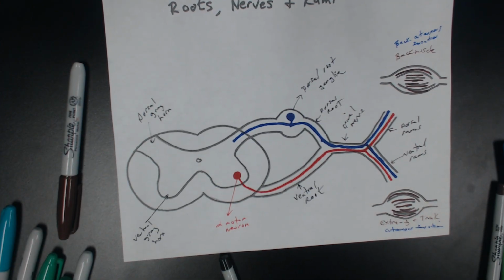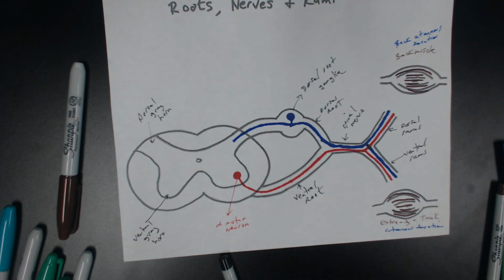Yes, Ben? Is there a name for where the spinal nerve splits into the dorsal and ventral rami? I don't know. Is there? No. It happens right at the intervertebral foramen, but there's no name for the split. Yeah, not that I've ever heard of. Thank you for that.